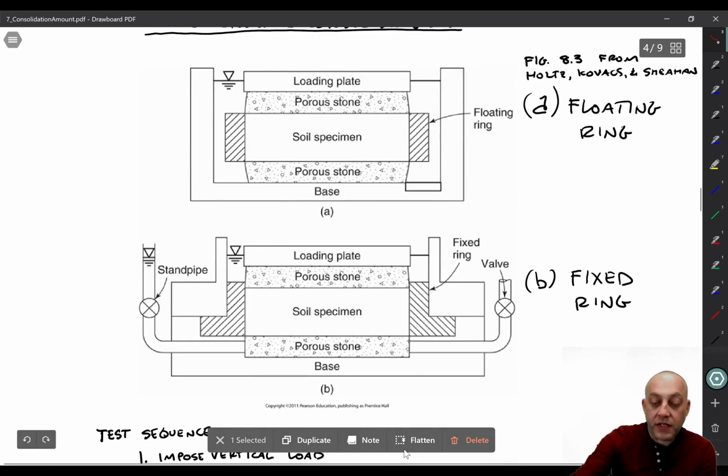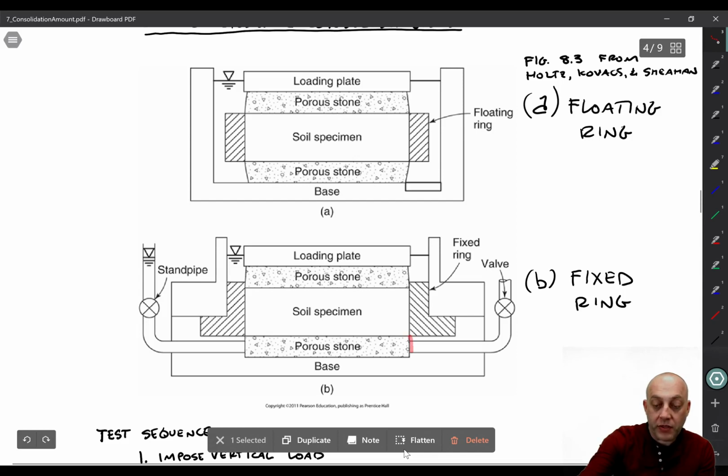All right, and then there's the fixed ring consolidometer. In this kind of consolidometer, the ring is resting on the bottom of the consolidometer. It's not floating. It's not held in place by horizontal pressure. So the fixed ring is better suited for weaker soils. If you have a soil that's not very strong, the weight of the ring might actually cause it to fall down. This one is supported on the bottom. It's actually much more common, I think, to use a fixed ring consolidometer. But the idea is the same. You've got this water table here.